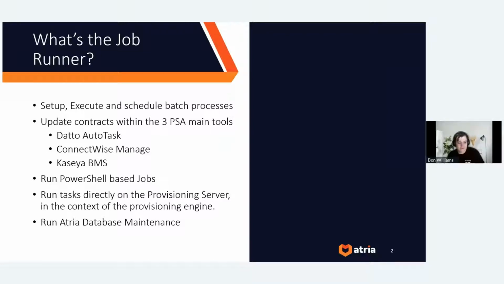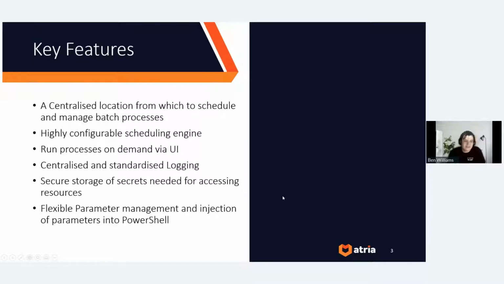And I think in version 15.5, we now have an Atria database maintenance job. That cleans up the logs and does what it needs to do to keep your Atria running smoothly and not having issues or slowness. So that's pretty cool. The key feature of the job runner is a centralized location which you can schedule and manage batch processes with.